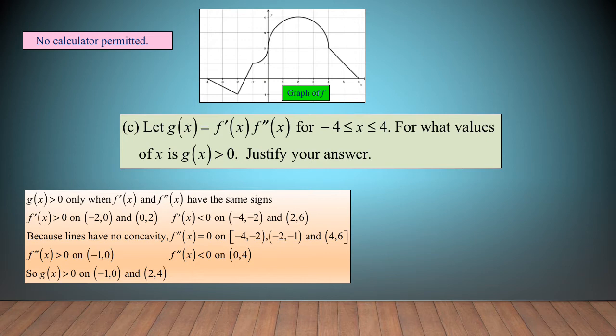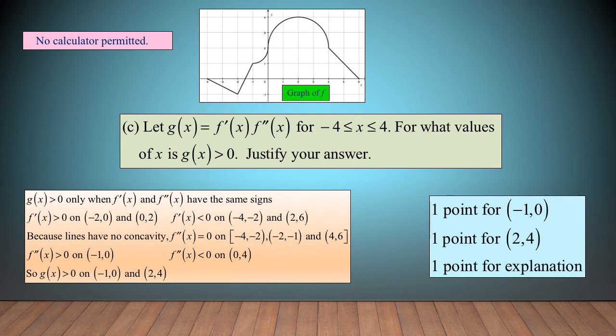Lines have no concavity, and concavity has to do with f double prime of x. So therefore, f double prime of x is equal to 0 on -4 to -2, -2 to -1, and 4 to 6. And f double prime of x is positive on the interval -1 to 0, as it is concave up in that section, and f double prime of x is negative on the interval 0 to 4 as it is concave down. So g of x has to be greater than 0 only on the intervals -1 to 0 and 2 to 4.